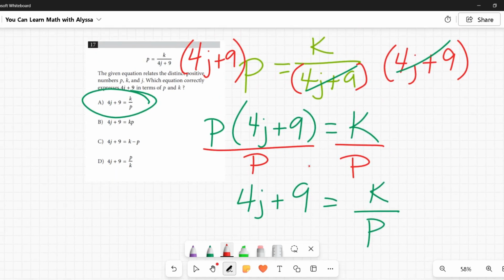But yeah, anytime, if it's the j, it's the 4j plus 9, whatever it is, if it's in a denominator, this is the process you go through. You multiply both sides by it to get it out of that denominator. That moves it over to the other side, and then you get rid of anything else that's left to get it by itself. And our answer is A.